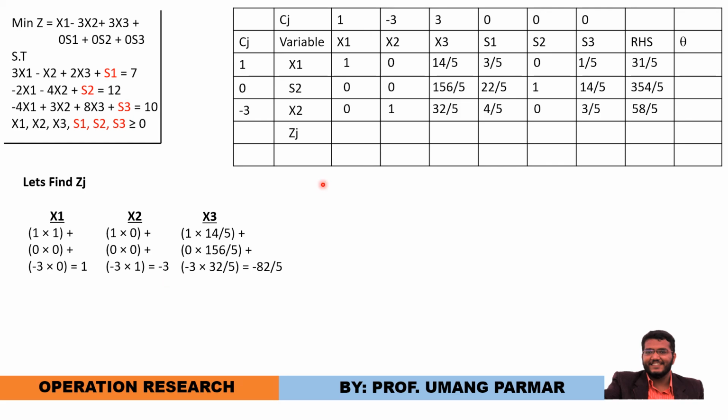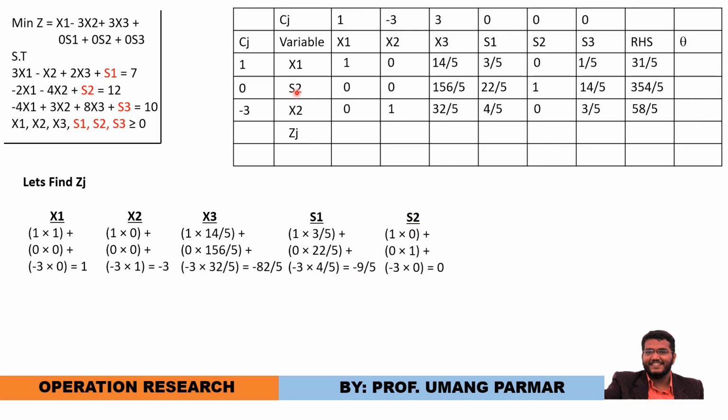When we are going for the x3, so 1 is multiplied by 14/5 plus 0 is multiplied by 156/5 plus minus 3 is multiplied by 32/5. So we got the answer minus 82/5. Same way when we are going for the S1 column, so 1 multiplied by 3 by 5, 0 multiplied by 22 by 5, and minus 3 is multiplied by 4 by 5. So addition of these we get minus 9 by 5.